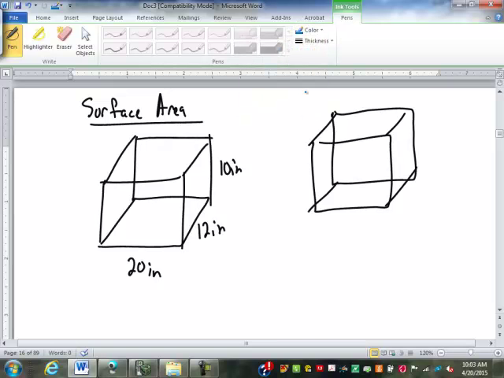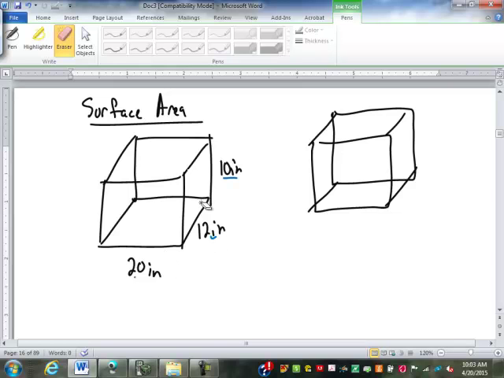Surface area is the area of all the surfaces added together. Now on this, we could just do 12 times 20 to get this bottom piece. There's another one on top that's the same. 10 times 12 to get the end piece. Another one over here that's the same. 20 times 10 gives you the front, and the back is the same. So you can add up all 6 of the rectangles. But just like with volume, there's a simpler way to do it that's going to work better for our other pieces.